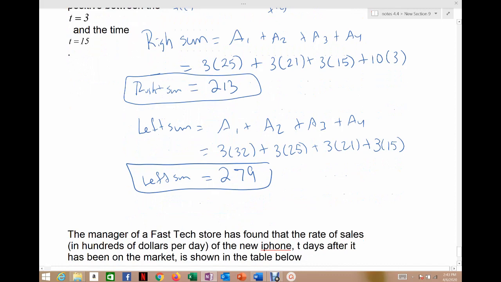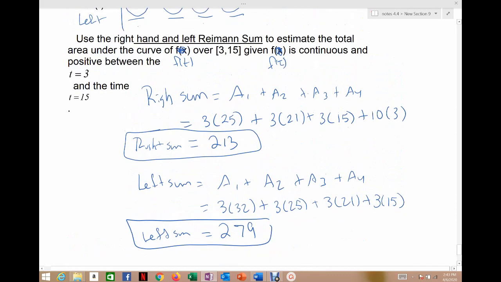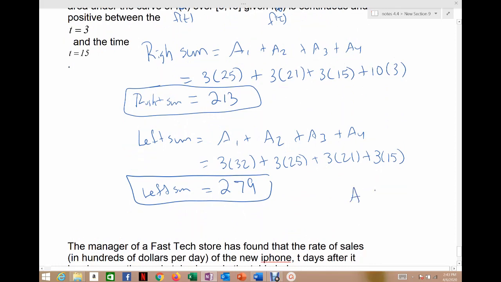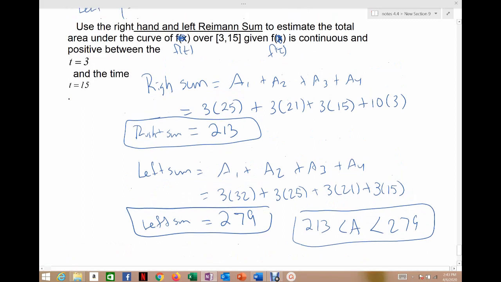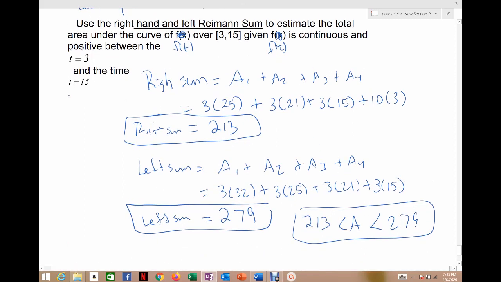My actual area would probably be somewhere between the two. All right, so use the right. So again, actual area would probably be less than 279, bigger than 213. Or you could average the two out if you want to. It should come close to the average. Didn't ask you to average, so I'm just going to leave it. Just ask for left hand, right hand sum to estimate the total area. So the total area should be somewhere between those two values.